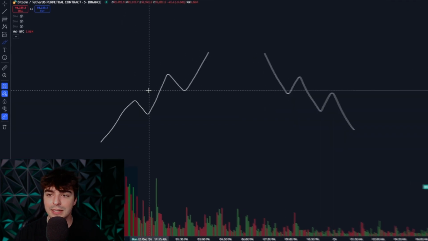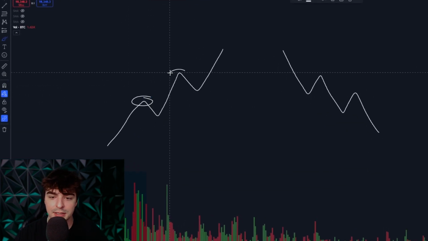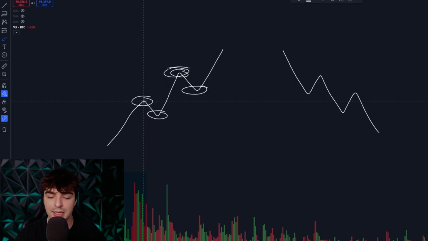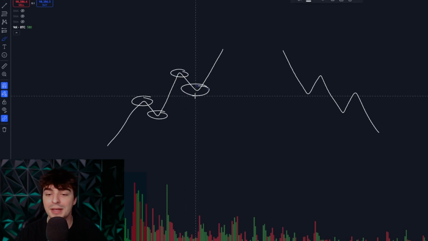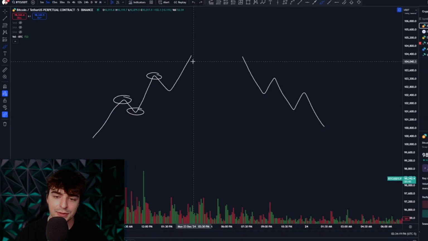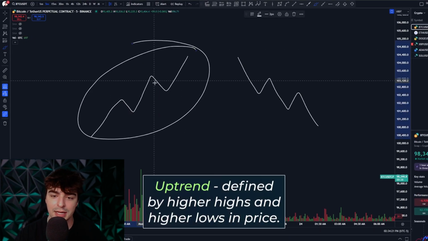So, an uptrend is defined by higher highs and higher lows. This just means that it's making new highs, so it's breaking previous highs, right? And it's making higher lows because you can't be moving up if you're not making a higher low. If you're making a lower low, meaning you're breaking through lows, then obviously you're moving down, right? So this is an uptrend. You have higher highs and higher lows. Higher highs and higher lows.